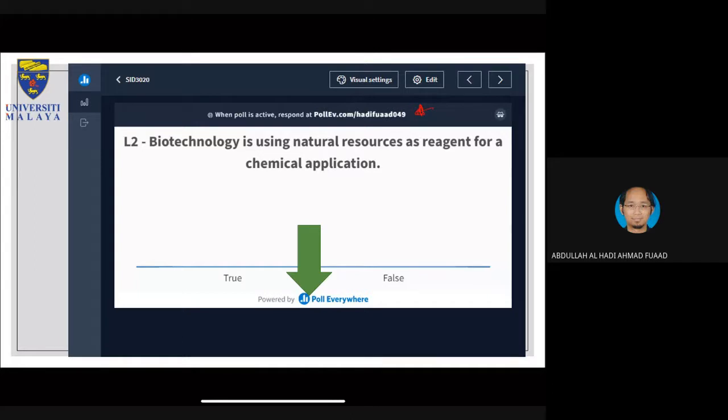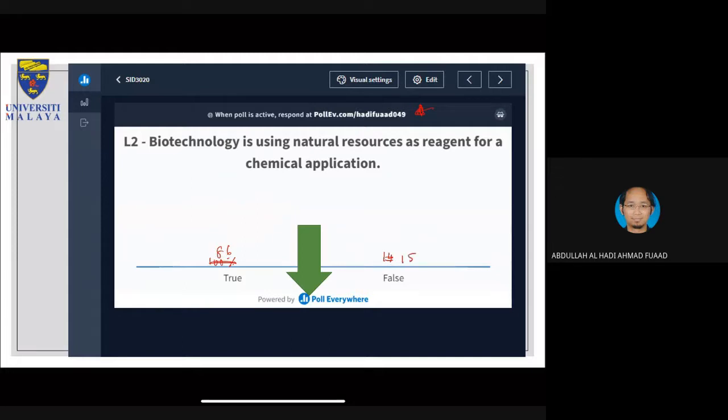The question is: biotechnology is using natural resources as reagents for a chemical application. Is it true or false? I'm not sure how many responses I have now, but for now I have 100% over here. Okay, now it changes. Now 86 and 14.